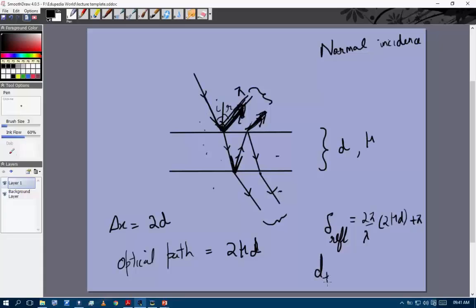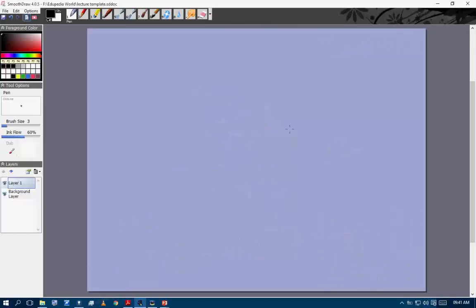Let's look at what will be true for the transmitted waves. These two are the transmitted waves. The only difference suffered is these two. So again the optical path will be 2 mu D. However, both this reflection and this reflection occur from denser to rarer mediums, so they will not have any phase difference of pi. So delta for transmission will simply be 2 pi by lambda times 2 mu D. Right? So let's now analyze this mathematically.